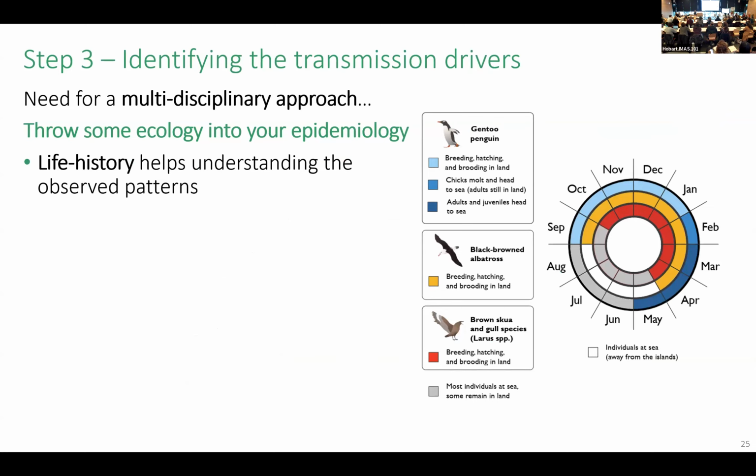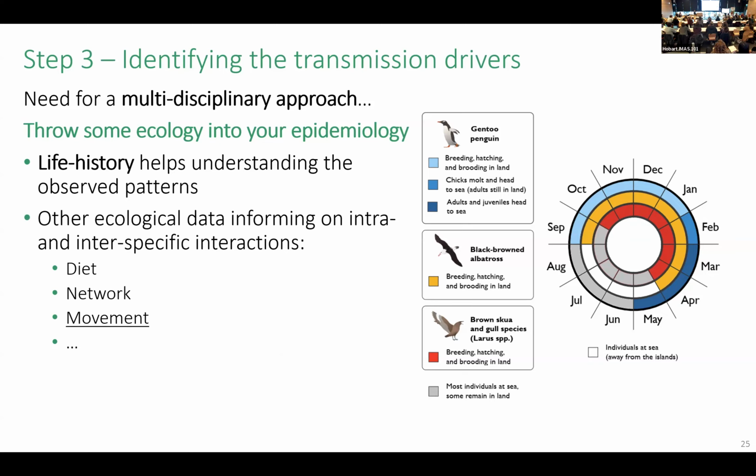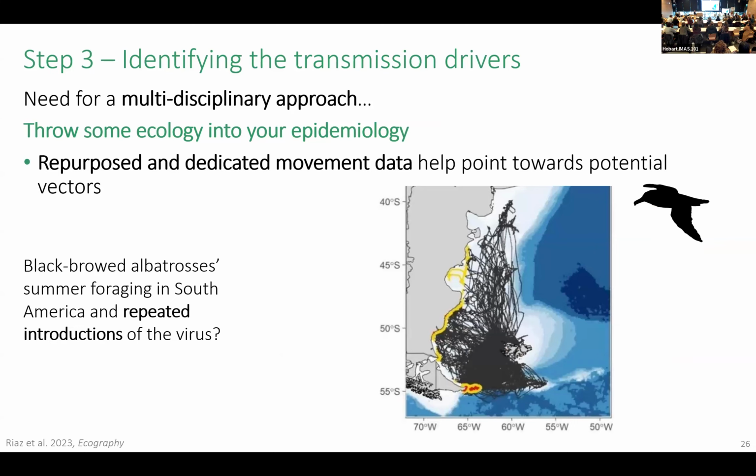Okay, now the last step, in my 30 seconds left. We know what the virus is doing, but how is it doing that? That's where we need the interdisciplinary collaboration that was mentioned several times. Take into account the life history of your birds: who is resident, who is migratory, who is going where. Then you can work with ecologists to include a lot of different data that could be useful to understand the dynamics. I'm going to focus just on movements, what we could learn from recycling movement data that existed before bird flu reached the islands.